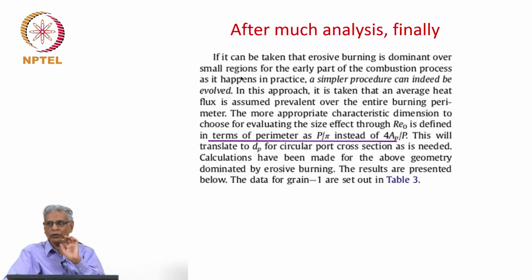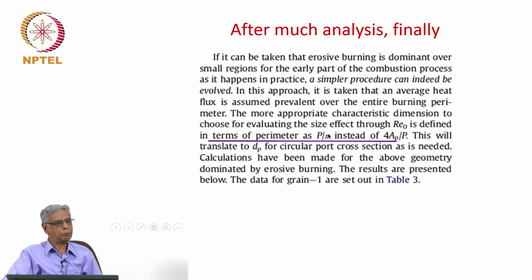What do you do normally when you have complex geometries? You will see average diameter, which is 4 times area by the perimeter. That is the classical way of obtaining it in engineering. If you have flow through pipes and so on, you will use 4A by P. We found that that is not the correct thing to do.